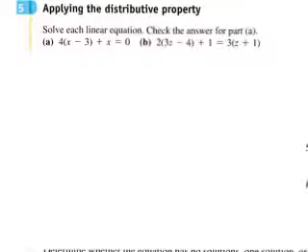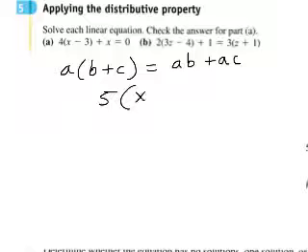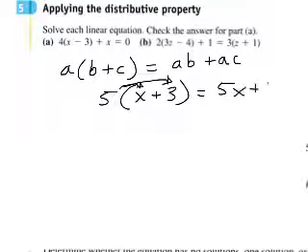Our next step is to apply the distributive property when we need to. Now remember the distributive property. When A times B plus C equals A times B plus A times C. Or in other words, when you have something like 5 times x plus 3, this equals 5 times x plus 5 times 3. So it would be 5x plus 15.